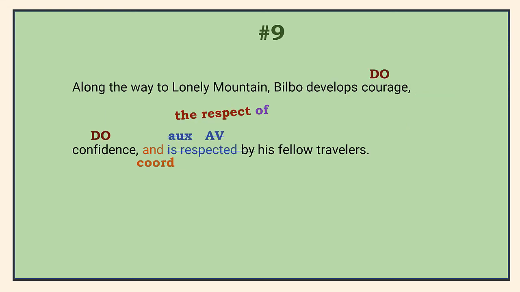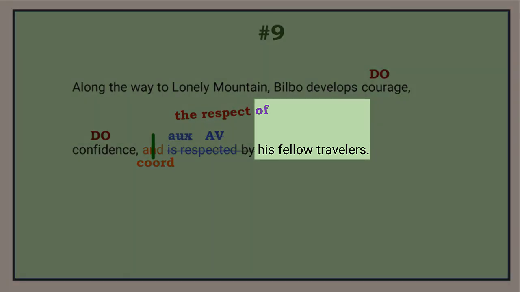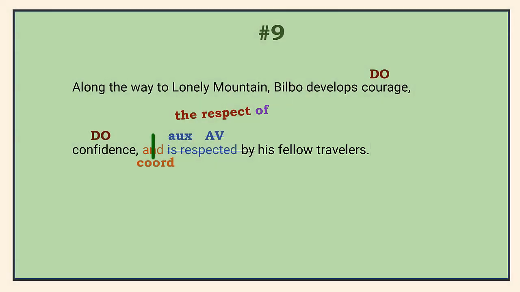Number 9. To correct the faulty parallelism in this simple sentence, we can change the verb phrase in the third element into a noun that functions as the direct object. This sentence is a good example of how taking parallelism too far can stifle expression. The prepositional phrase of his fellow travelers helps clarify what kind of respect, but the first two direct objects don't have prepositional phrases. That's because the first two are internal traits that don't require further explanation.